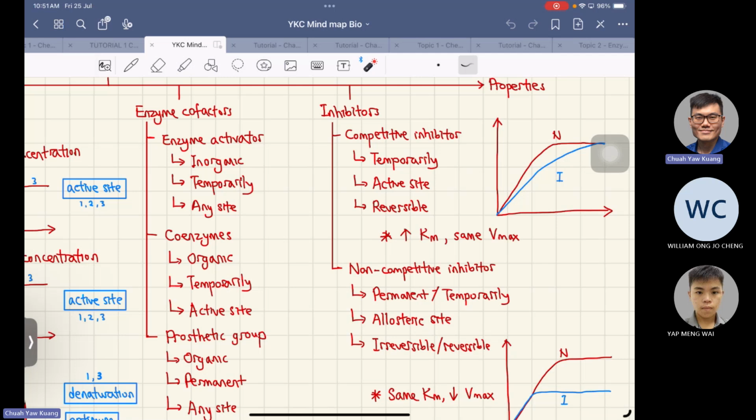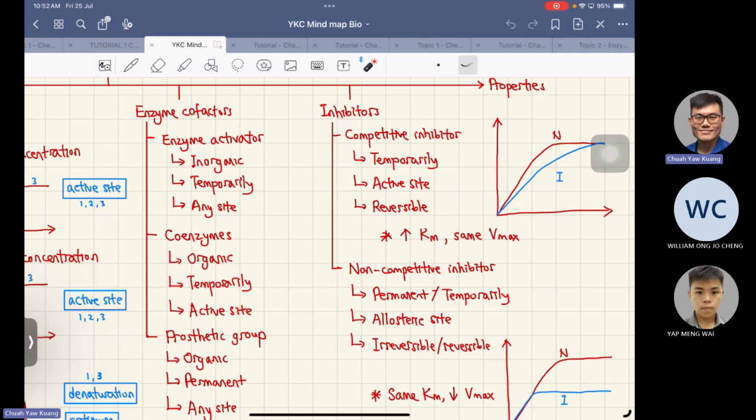Some students think that competitive must be reversible and non-competitive must be irreversible, because in the notes you can see they categorize by reversible, irreversible, competitive, non-competitive. But can the non-competitive be reversible? Actually, yes. This is the point where a lot of students get confused, so don't waste this easy mark. If it comes out, make sure you score.